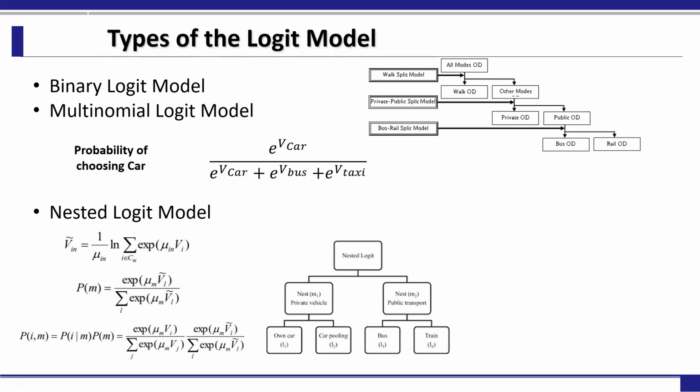Then the multinomial logit model is not only for two choices; three or four choices can be listed. For example, for commuting from your house to your workplace, you might have private car, public transport, or taxi. The utilities of each mode are compared, and then the probability of choosing private car, public transport, and taxi is defined. The third one is the nested logit model.